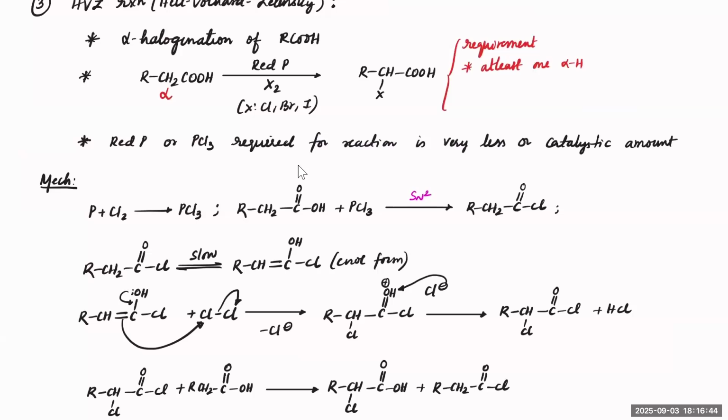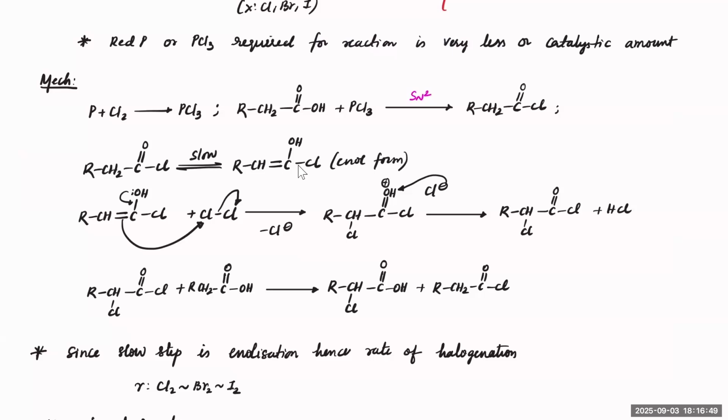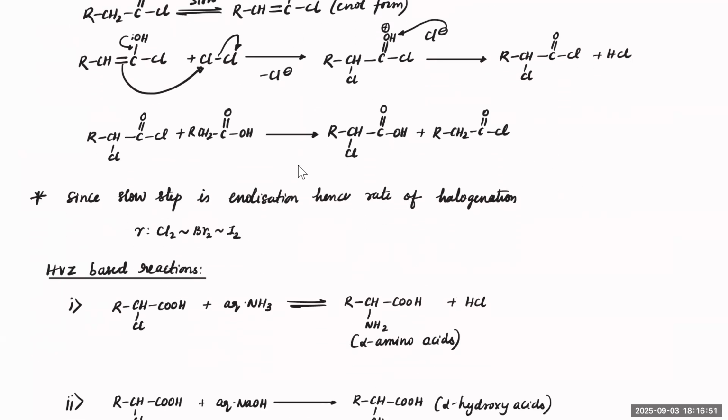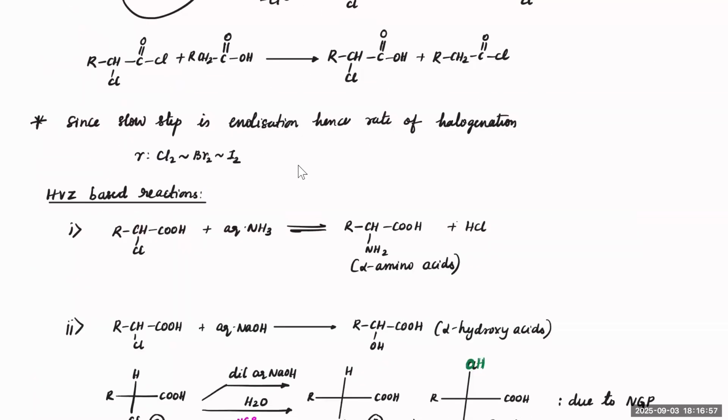Honestly, mechanism is not essential. Directly you have to know that at alpha position, I need to put chlorine. Now, if you notice, the slow step is always the formation of enol. That is the slowest step. So since it is the slowest step, the rate of halogenation, whether you take chlorine, bromine or iodine, will still be the same.